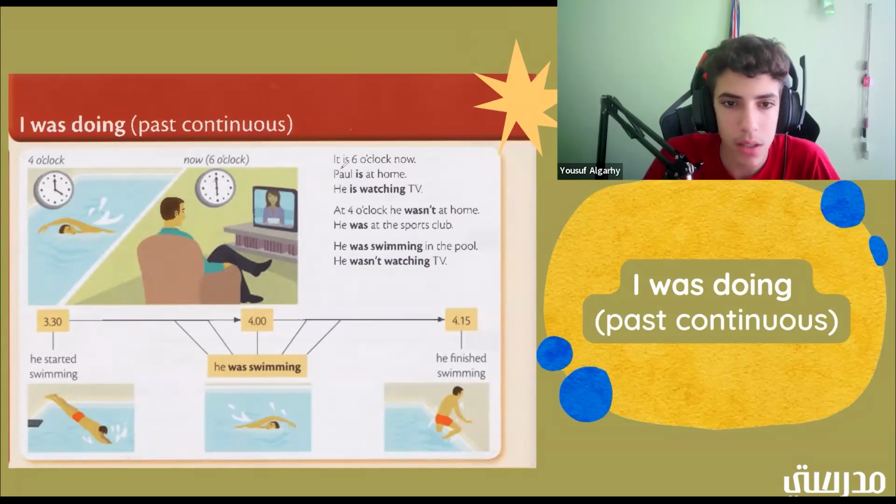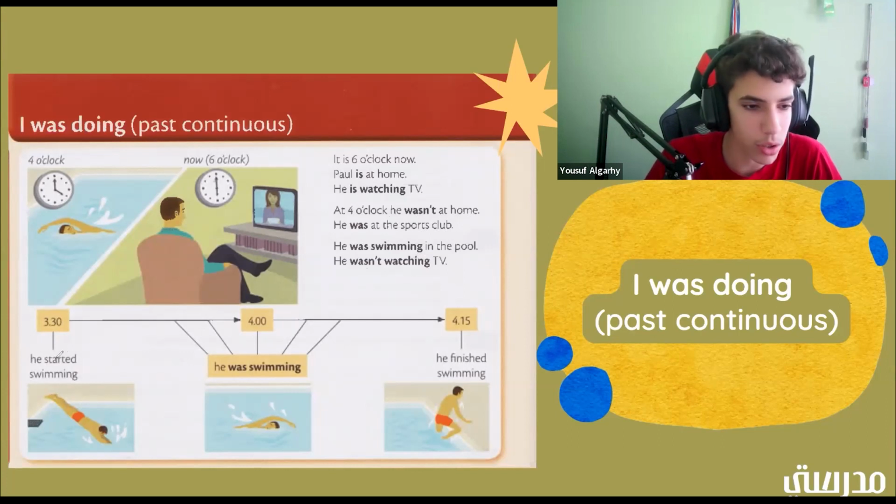So we have, it is 6 o'clock now. Paul is at home. He is watching TV. At 4 o'clock, he wasn't at home. He was at the sports club. He was swimming in the pool. He wasn't watching TV.